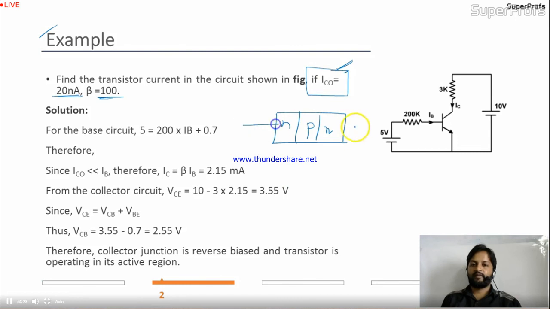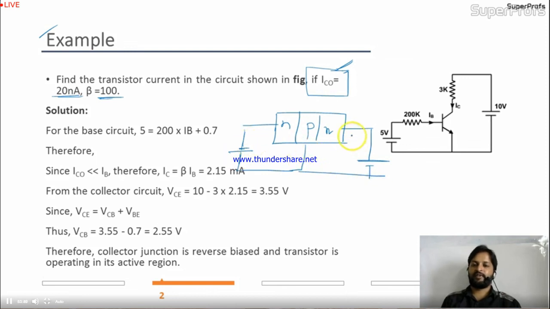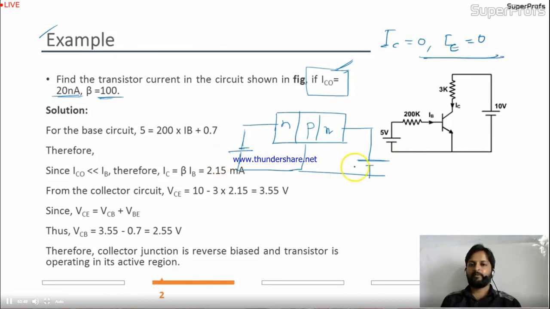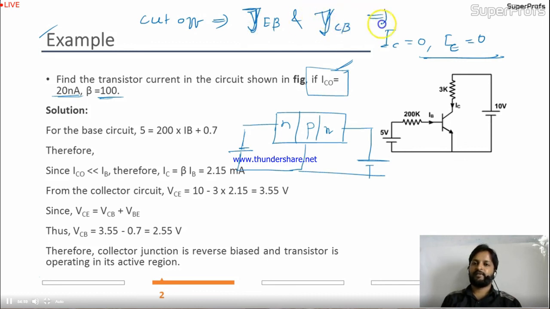NPN. Is it okay? Now suppose you have done this reverse bias. This is the reverse bias. This is also reverse bias like this. Both junctions are reverse biased. In the reverse bias, will there be any current in the circuit? IC will be 0. IE will be 0. The circuit is in cutoff. When both junctions are in reverse bias, we have studied earlier that this is the cutoff region. In the cutoff region, the emitter-base junction and the collector-base junction are in reverse bias.